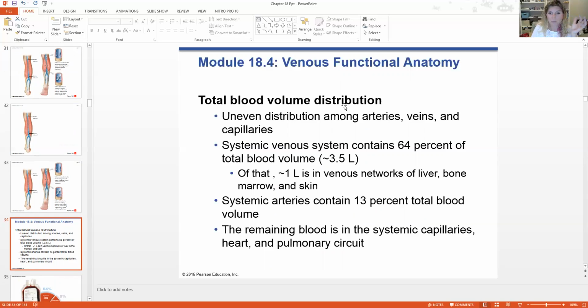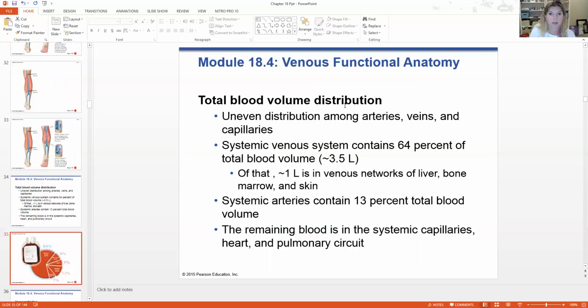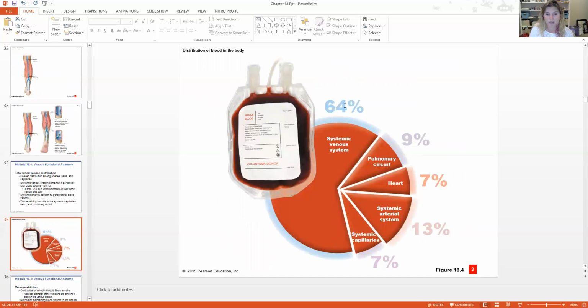Of that venous network, which is about 3.5 liters or so, around 1 liter is just within the liver, the bone marrow, and the skin. So those are three major areas where blood pools and rests for a little bit so that it can exchange nutrients and do all those things. The systemic arteries only have 13% of your total blood volume, and the remaining is between the capillaries, the heart, and the pulmonary circuit. So there's the overall distribution.